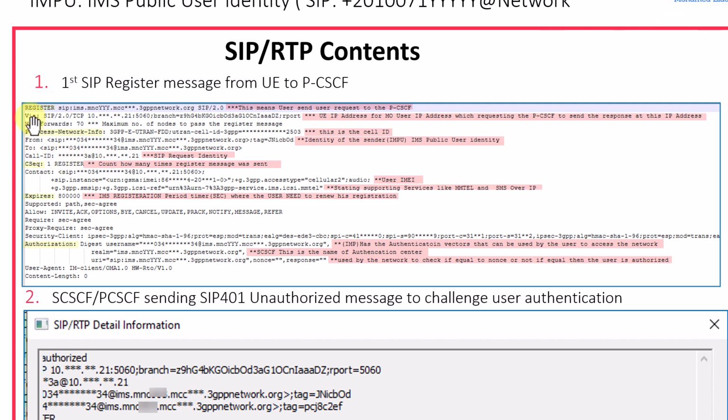The second one is Via. Via is just including the IP address. If you remember, we mentioned that the user needs to send his IP address to the network. So the IP address here is telling them, please send me the response at this particular address.